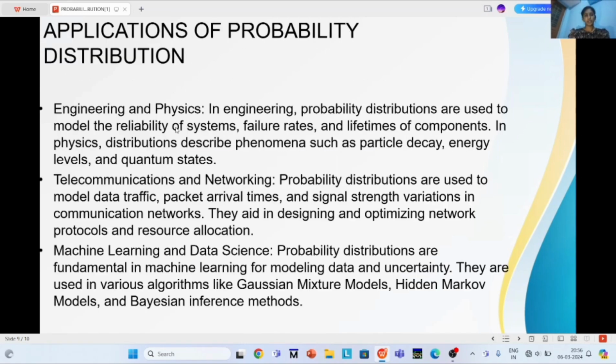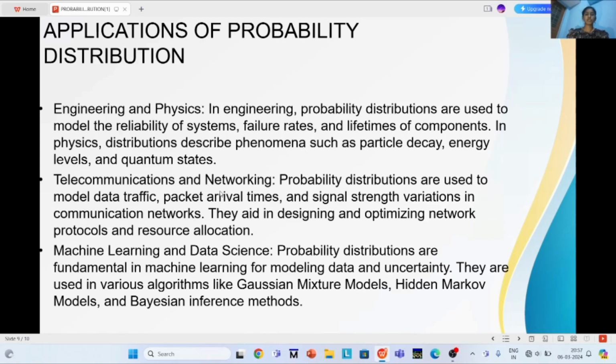Applications of probability distribution. We can see probability distribution applications in the fields of engineering and physics, in telecommunications and networking, and in machine learning and data science. How is it used in engineering and physics? In engineering, probability distributions are used to model the reliability of systems, failure rates and lifetimes of components. In physics, distributions describe phenomena such as particle decay, energy levels and quantum states.